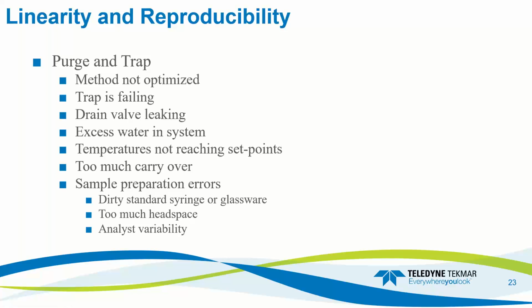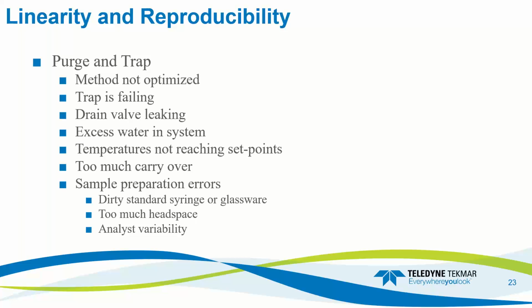And on the purge and trap side, your trap could be failing. Are the brominated compounds displaying a low recovery, or are your heavy compounds not recovering very well? Check if the internal standard is varying. This could cause those issues, or there could be an active site. The drain valve could be leaking, and there could be excess water in the system, so increase the bake time. Temperatures could not be reaching set point.